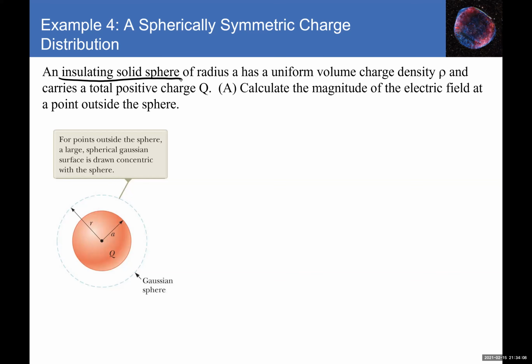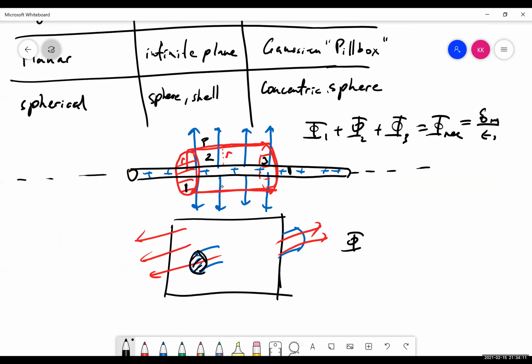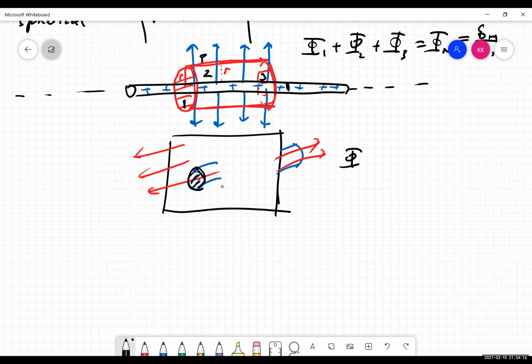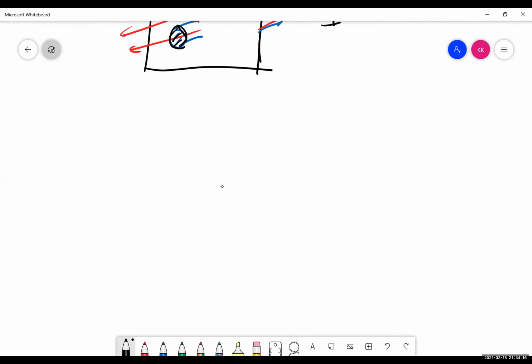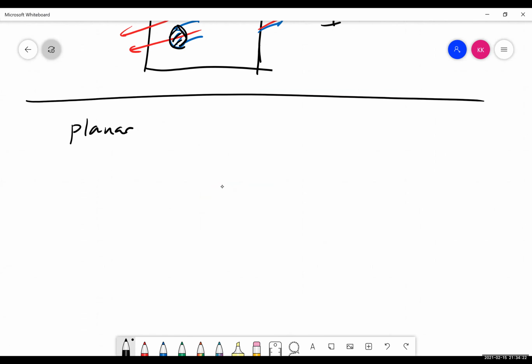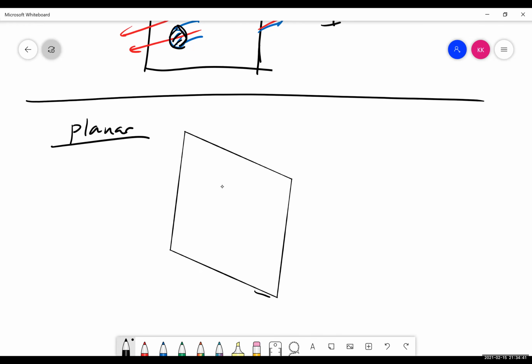So let me actually go back to here and show you that. Let's give you two more examples quickly. I have planar symmetry, as I mentioned, and I want to show you how to work with it. For this one, we need some kind of surface like that. Remember, planar is generally two-dimensional, where you have the charges distributed uniformly on this plane.